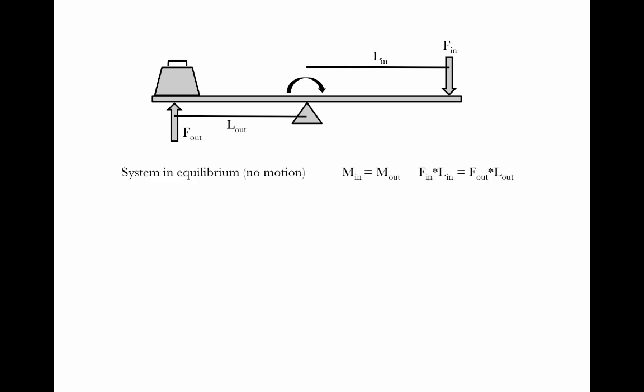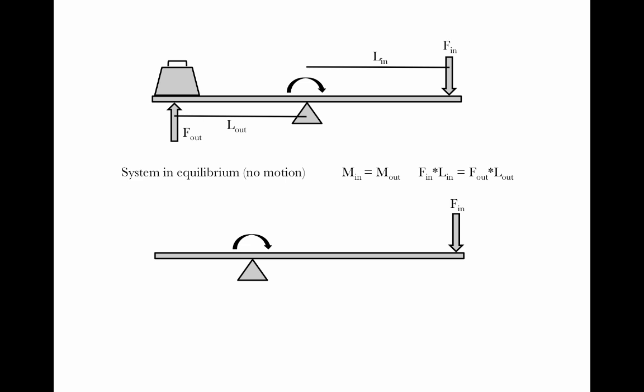When the moments generated by each of these forces are equal, there's going to be no movement in this system. Whenever the system isn't moving, that means the input moment is going to be equal to the output moment. And by our definition of moments, that also means that the in force times the in lever is going to be equal to the out force times the out lever. So this is the system in equilibrium where there's no motion. Whenever this is not completely balanced, the moments are not equal, then there's going to be a physical movement, a rotation.